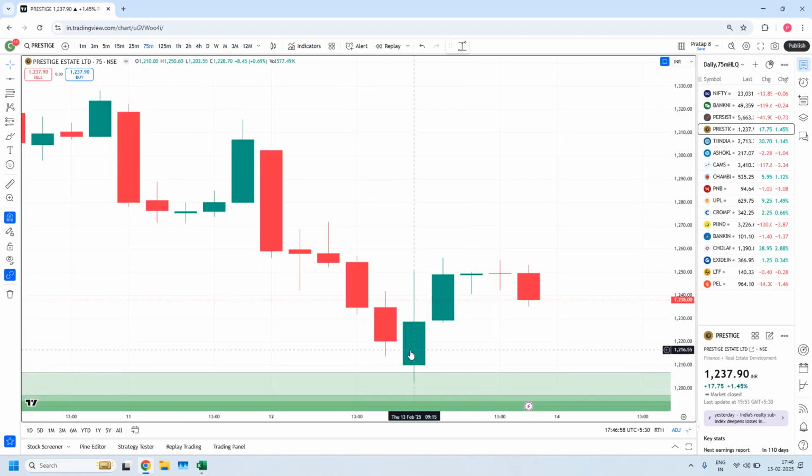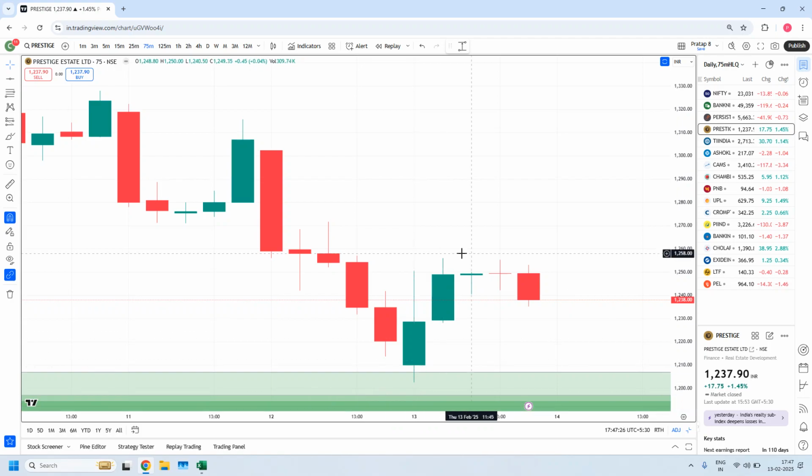This is the 75 minute candle. What is the open price here? 1,210 rupees. See the difference. See, pre-market opened inside this fine-tuned zone. If anybody in the cash segment had placed a trade in the pre-market, then you would have got a very good profit.